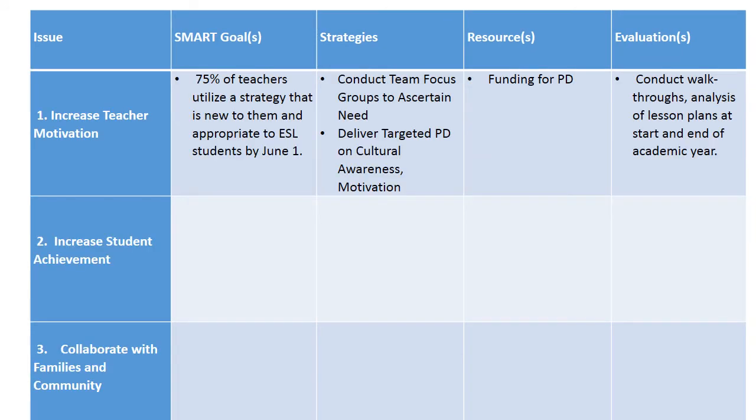And an example. So this is a very simple example of one SMART goal. To increase teacher motivation, maybe you could ask 75% of the teachers to utilize a strategy that is new to them and appropriate to ESL or ELL students by June 1st.